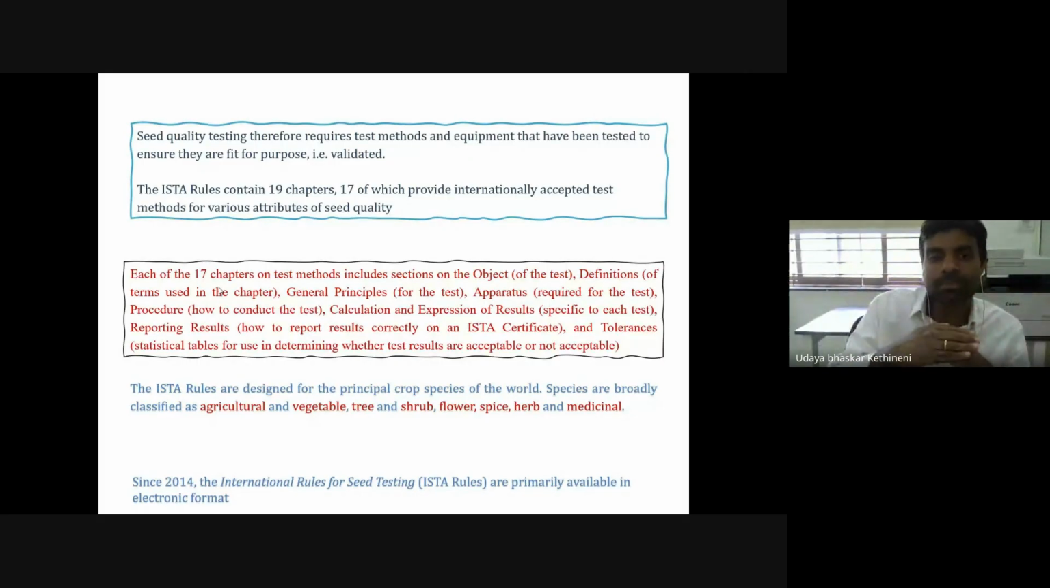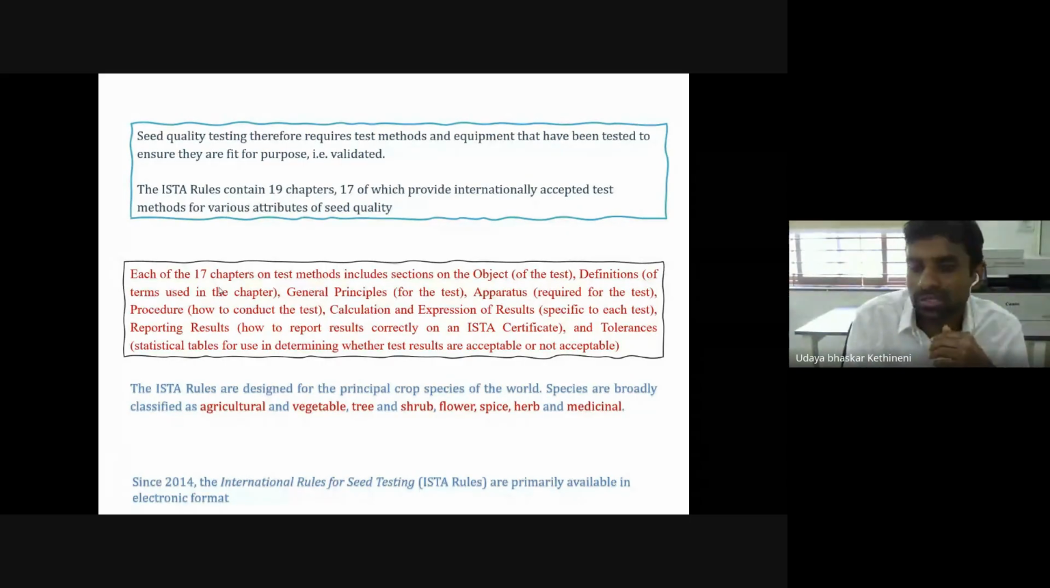If the ISTA rules are that broad, each topic itself is huge. Here we are covering the testing part of the entire seed technology subject. The ISTA rules describe the methodologies. For example, let's take a particular test, the germination test.